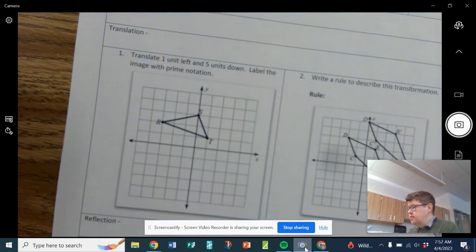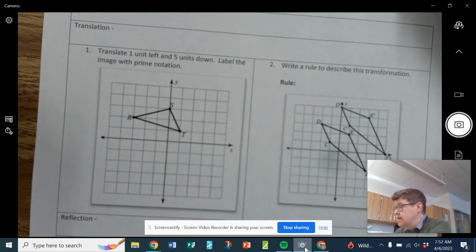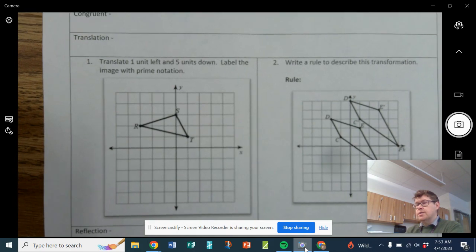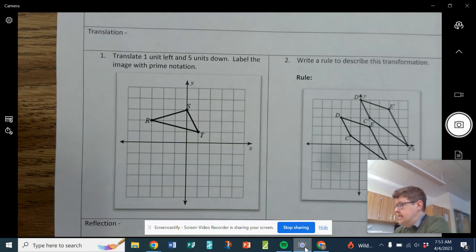Anyway, this is the review for your transformations quiz. We're going to cover the first three transformations. We're going to go down for CMAS. This is what I did beforehand.